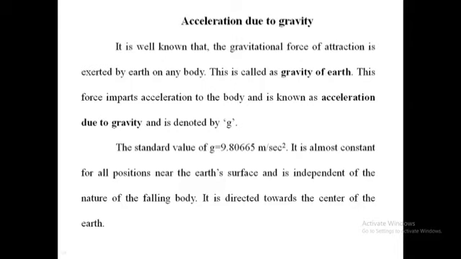It is well known that the gravitational force of attraction is exerted by the earth on any body. This is called the gravity of earth. This force imparts acceleration to the body and is known as acceleration due to gravity, and it is denoted by small g. Its standard value is 9.8 meter per second square. It is almost constant for all positions near the earth's surface and is independent of the nature of the falling body. It is directed toward the center of the earth.